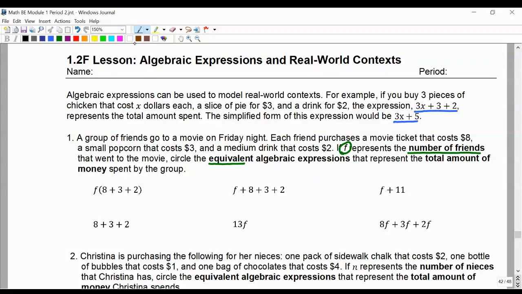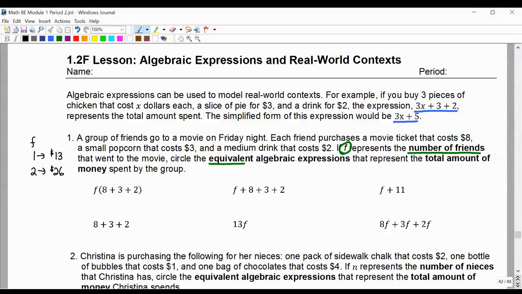All right, so I like to think about, let's say there is one person, one friend. How much money is going to be spent by that one person? So one person's going to get a ticket, $8, a popcorn plus 3 is 11, and then plus 2 is $13. $13 for one person. Let's say 2 people go. If 2 people go, then I'm going to have all these costs double, which means that this is going to be $26. All right, so when I have F be 1 or 2 in these, I can kind of check that my answers are correct.